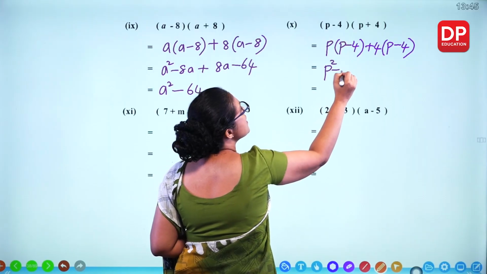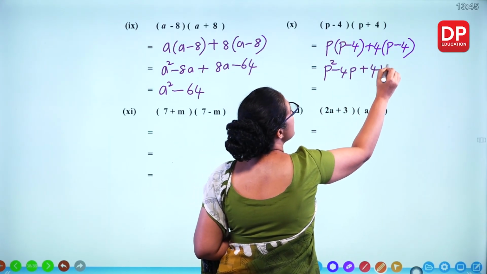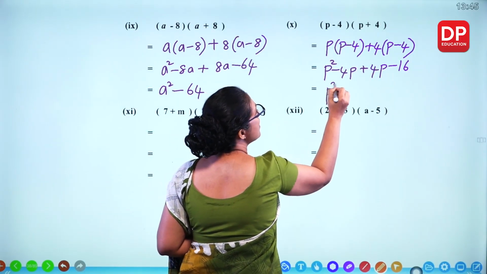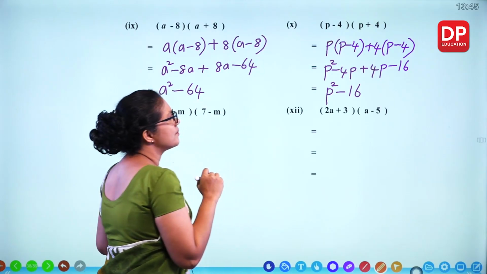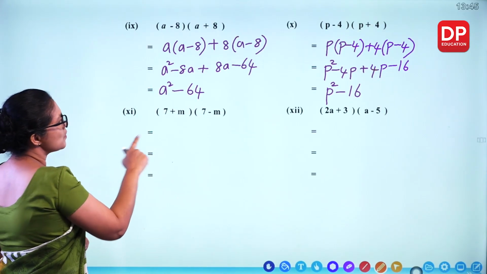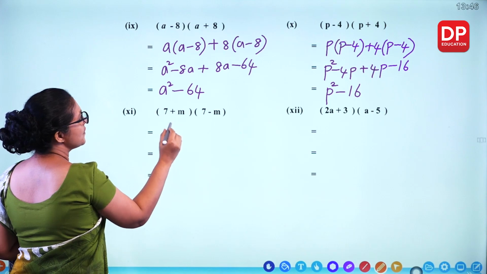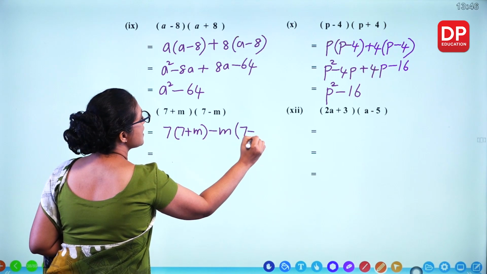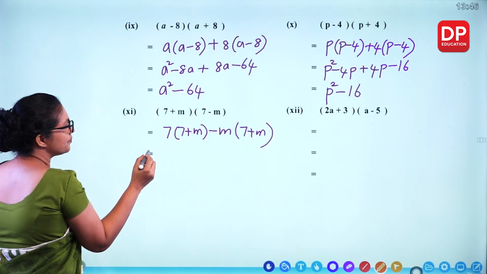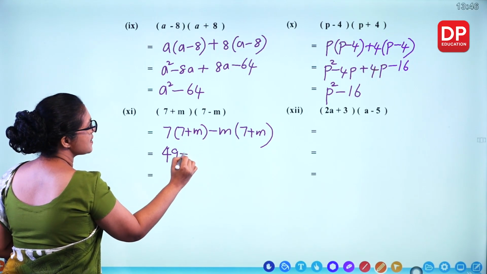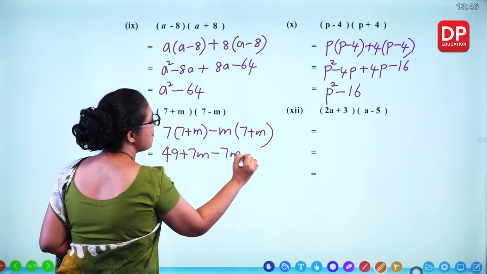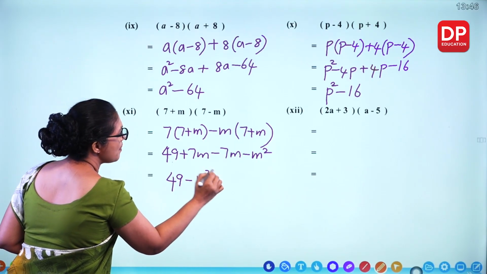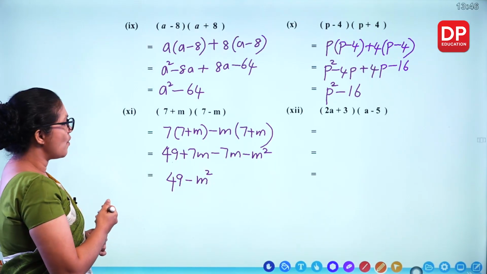P squared minus 4p plus 4p minus 16. Here also the middle term gets cancelled out. P squared minus 16. This one, 7 with 7 plus m minus m with 7 plus m. When you simplify, expand brackets, 49 plus 7m minus 7m minus m squared. So what's the value? 49 minus m squared, because these two terms get cancelled out.